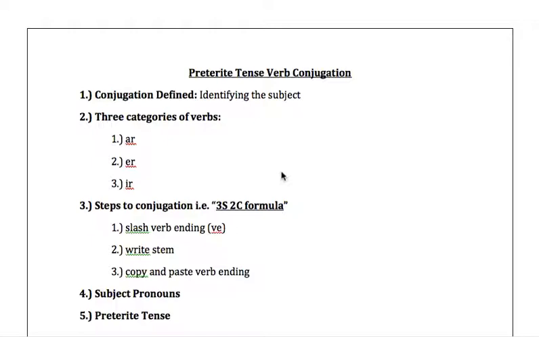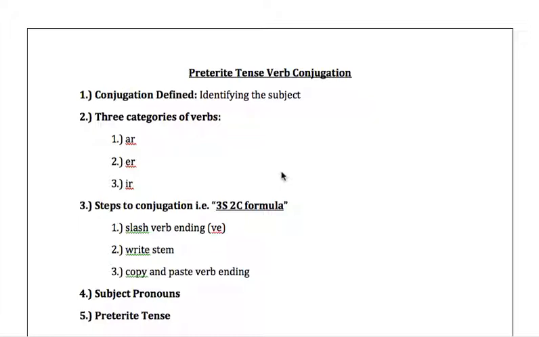Specific start and a specific stop. There are two past tenses in Spanish. Essentially, there's an imperfect and the preterite. We're only going to be dealing with the preterite today. Our next video will be dealing with the imperfect tense.